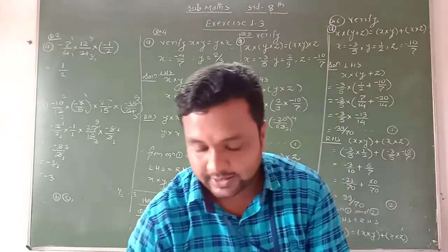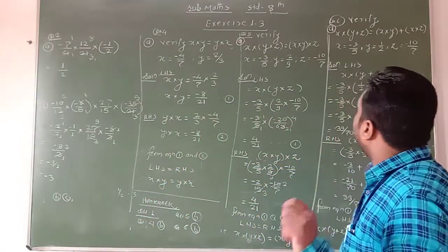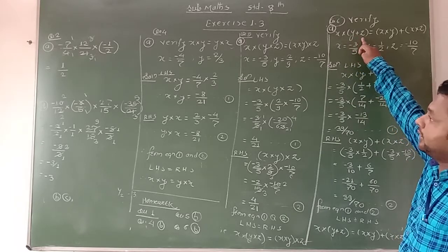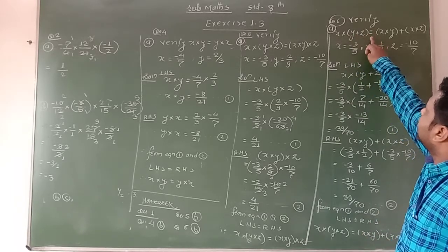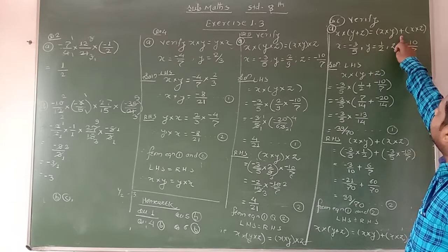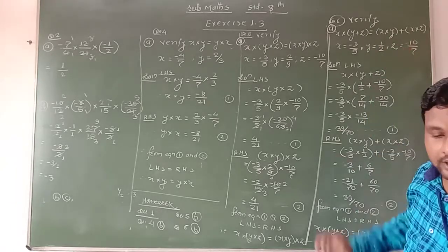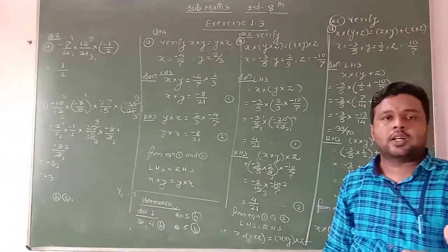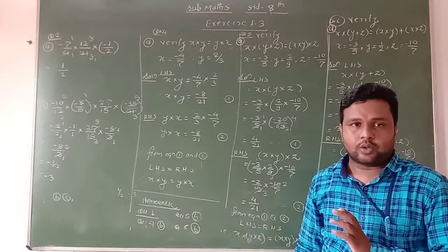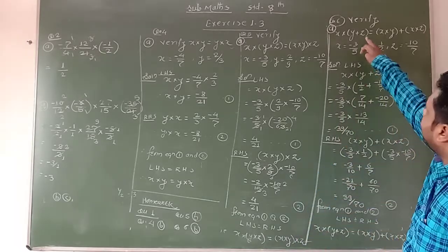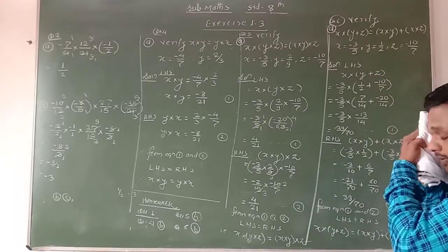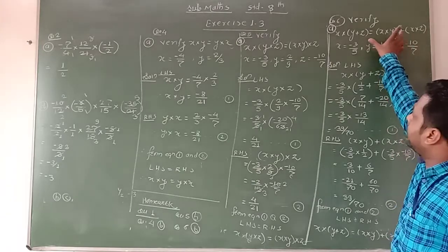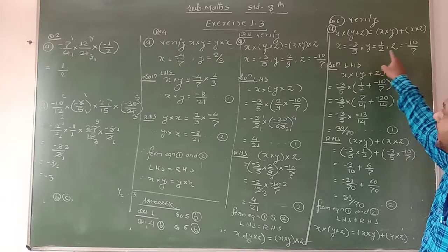In question number 6, verify the property. The property is given: x into in bracket y plus z. There is no multiplication, there is plus, is equal to x into y plus x into z. You remember this property. This property is the distributive property for the addition of rational numbers. Now here we have to verify this distributive property for the given values of x, y and z.